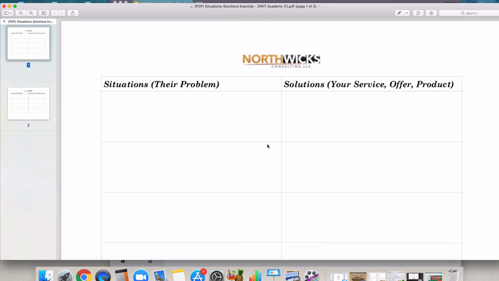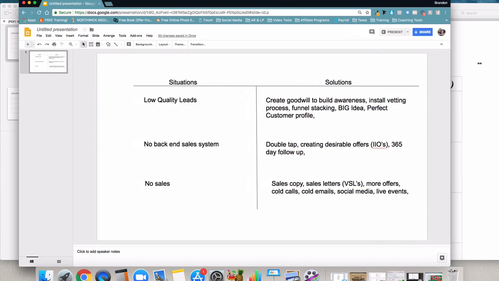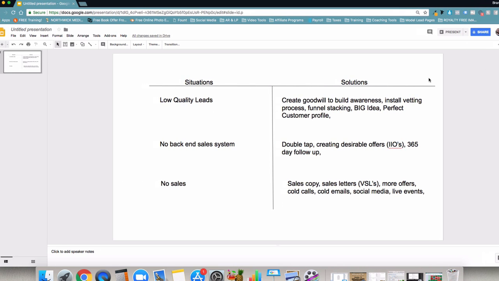Who has those problems, right? Start to really dig deep. So let's take a look at what it looks like real quick filled out. Now, I built this out in a Google slide sheet or something like that, right? So if you don't want to print it out and you want to do it on your own, you can do it like this.